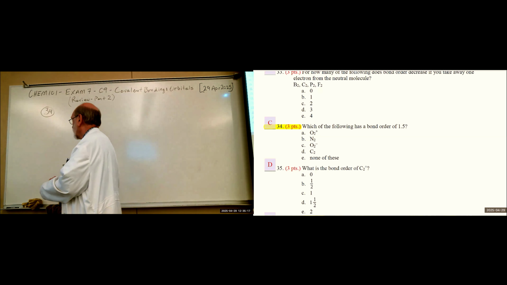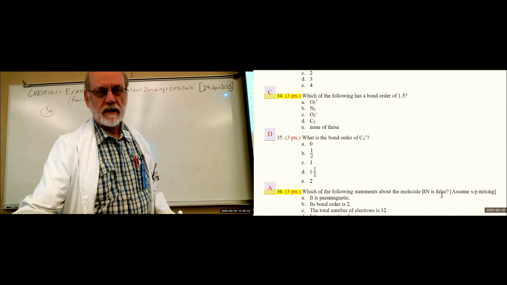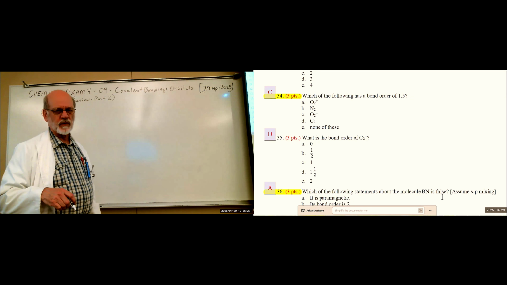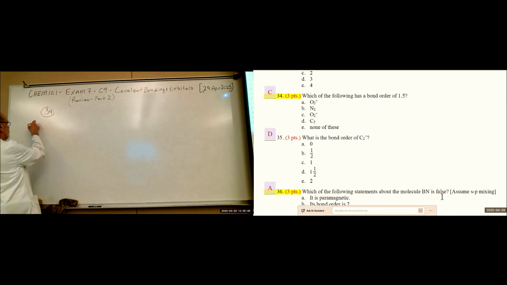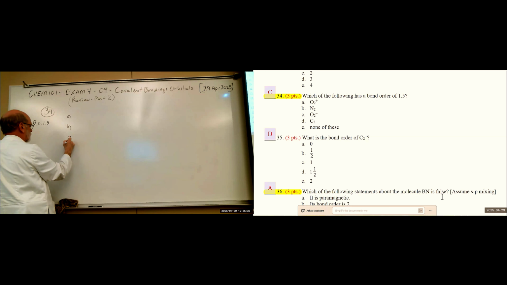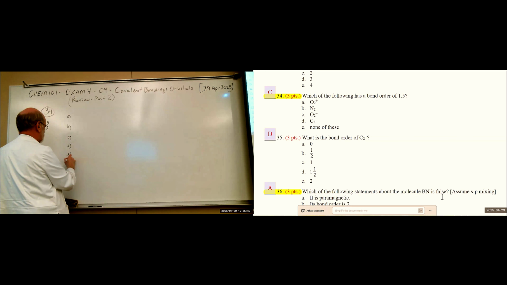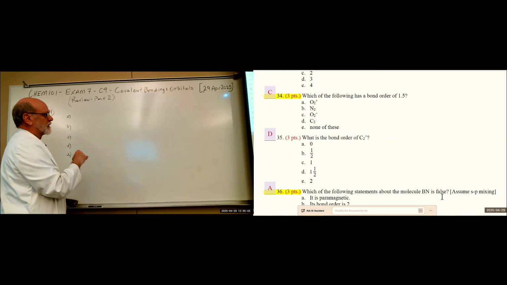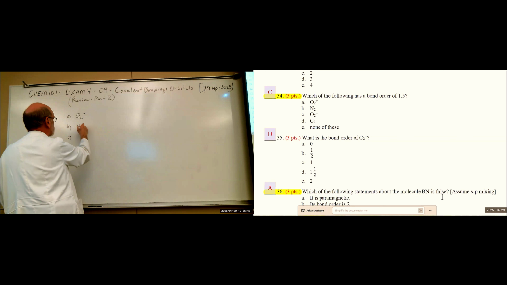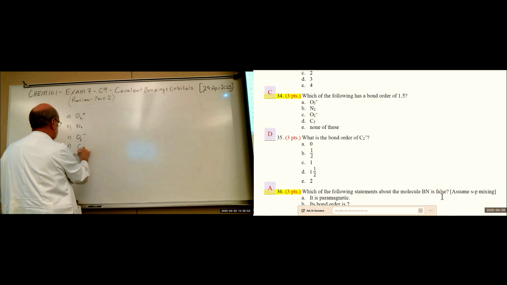Okay. Number 34. Here we go. Which of the following has a bond order of 1.5? So we're looking for a bond order of 1.5 out of... E means none of these. So we want O2 plus, N2, O2 minus, and C2.